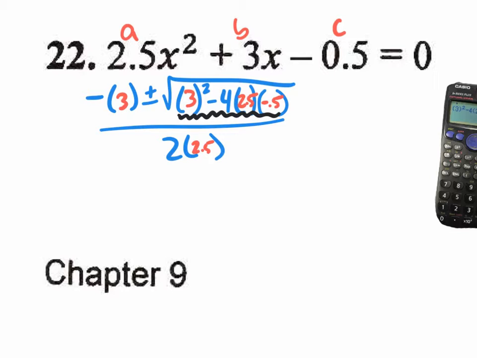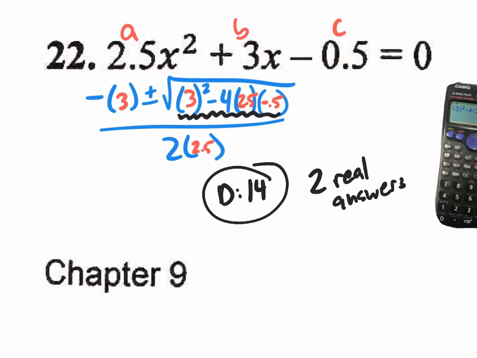All they're asking for is that inside value. We already know the discriminant is 14 based on the calculator. How many answers are we going to have? 1, 2, or 0? 2. If your discriminant is positive, you're going to end up with 2 real answers. Okay, 2 real solutions, right? Because the discriminant's positive.